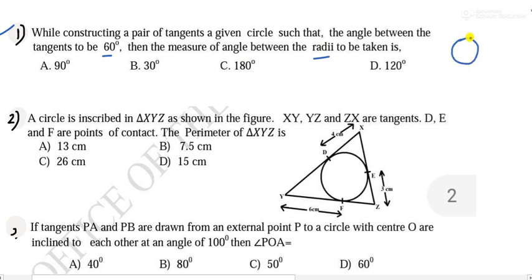See, it is simple. This is the tangent. If the angle between the tangents is 60, what will be the angle between the radii? So it is always 180 minus whatever they have given.